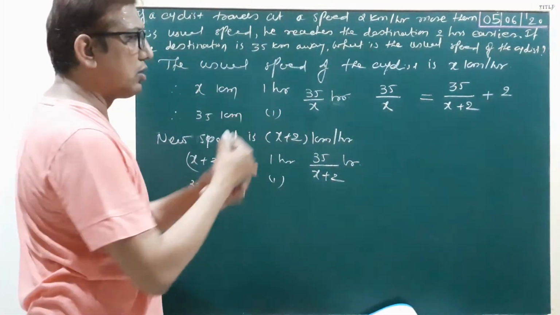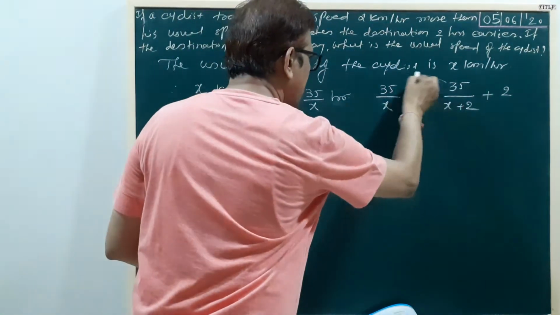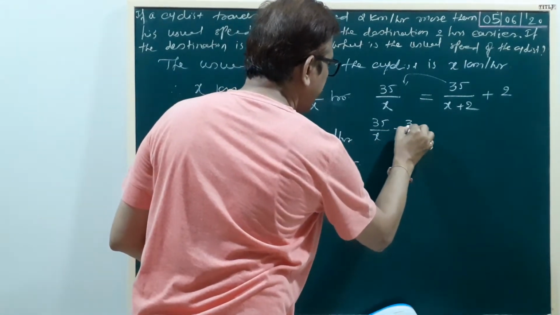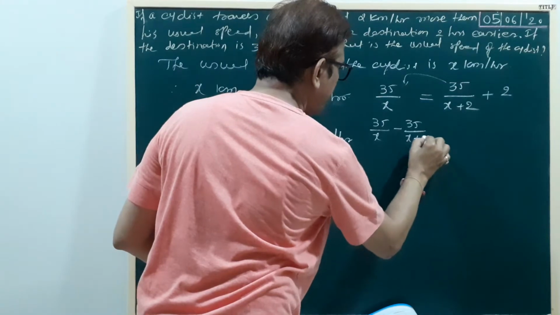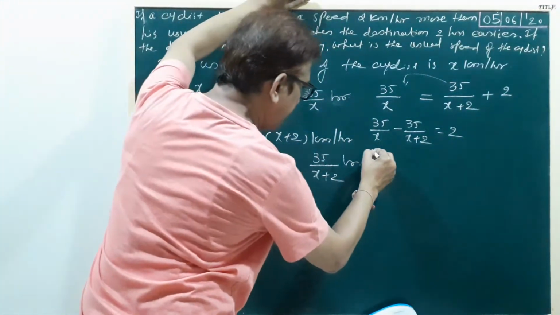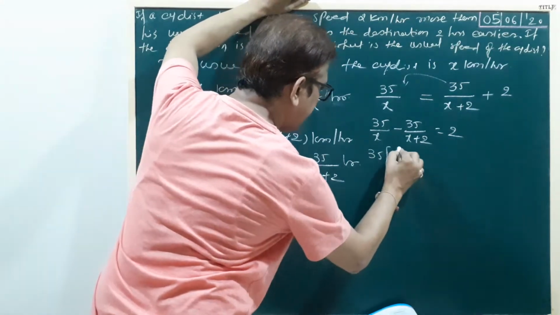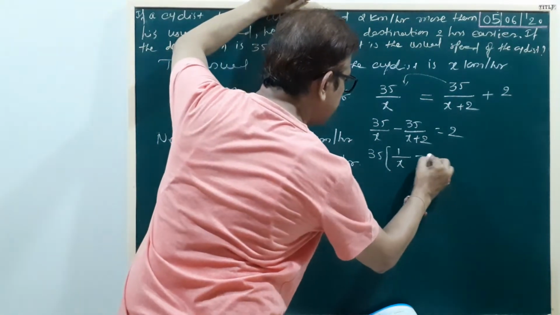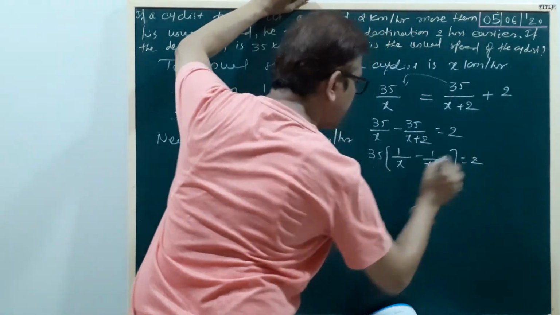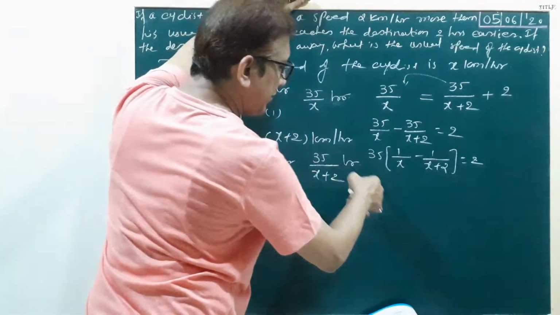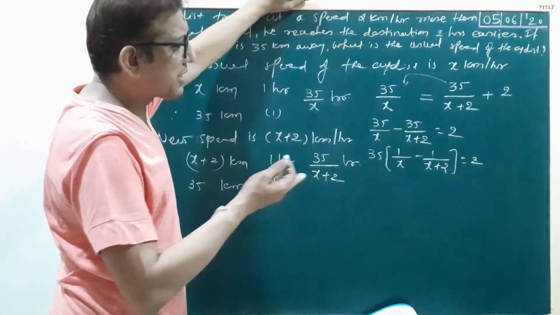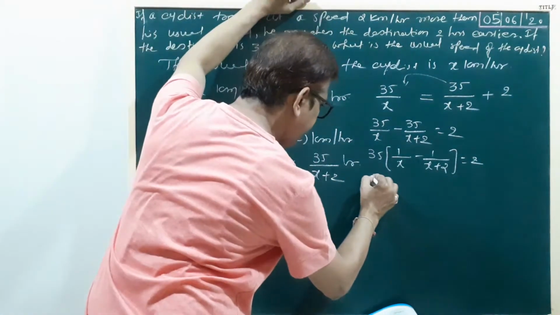Okay. Now solve this equation. First of all, 35 upon x minus 35 upon x plus 2 equals 2. Then 35 is common, so 1 upon x minus 1 upon x plus 2 equals 2. Clear? 35 is in the denominator, but 2 is not a factor of 35, so we write the denominator as it is.